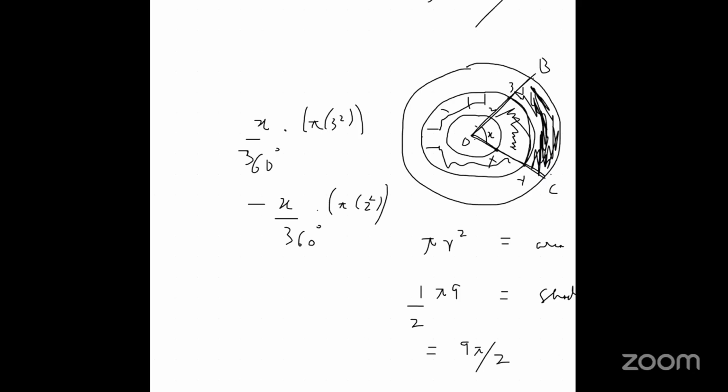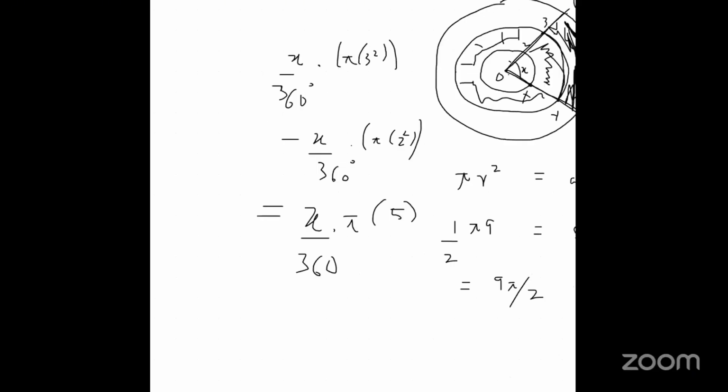So we have this, and this is equal to x over 360 times pi times 9 minus 4, which is 5, right? So it's this thing. So it's x over 72 times pi, right?